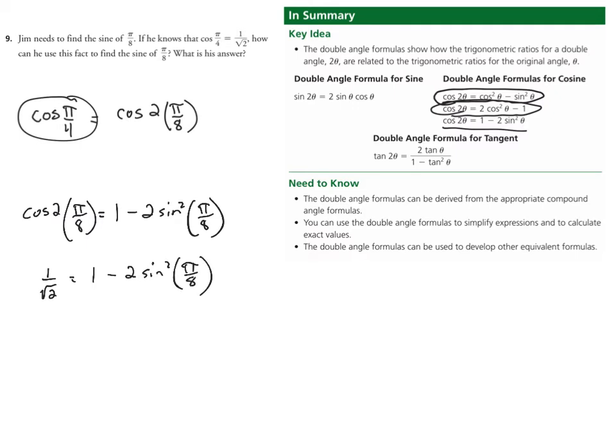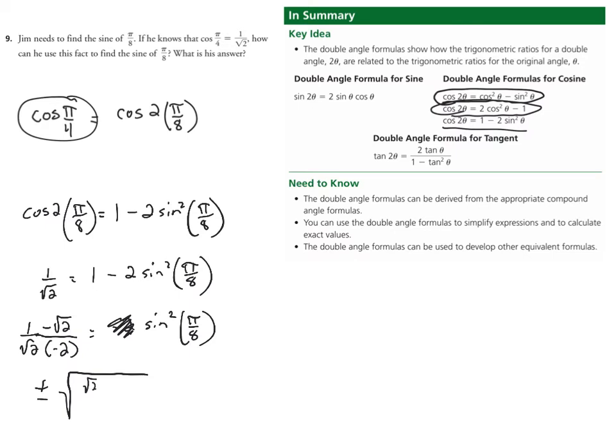I know I'm going slowly here. Subtract 1 from both sides, so 1 over root 2 minus root 2 over root 2 equals negative 2 sine squared of pi by 8. And we're going to divide both sides by negative 2. And now we're going to take the plus or minus square root of both sides. You have to do plus or minus, otherwise you're going to lose the possible negative answer. Plus or minus square root of, let's say, root 2 minus 1 over 2 root 2.